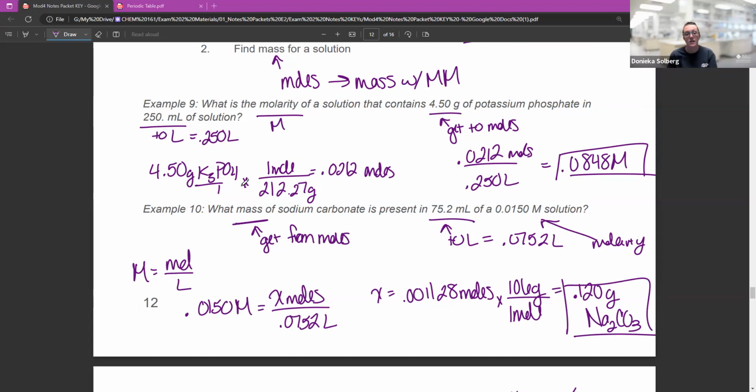I'd like you to go ahead and try them without me first. So go ahead and pause it. And then I am going to walk through these. So what is the molarity?